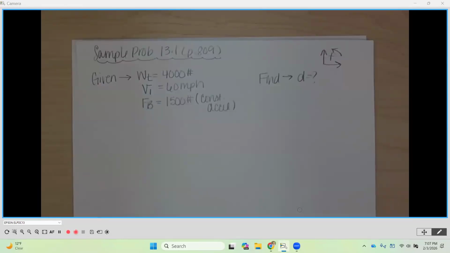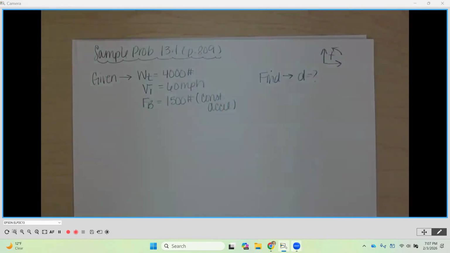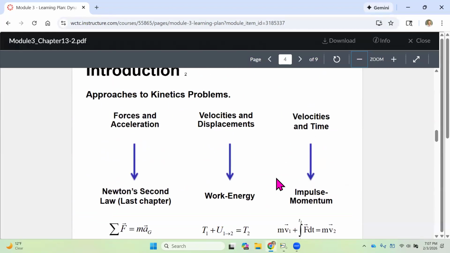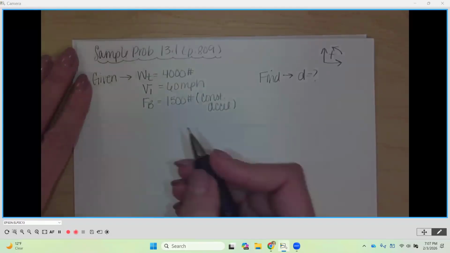Now, since we're solving for distance, we are going to use the work energy theorem. If you go back a couple slides, remember this one right here: we want to find a distance or a displacement, and we are given a velocity, so the work energy theorem is a good place to start. Sometimes you wonder where to start, and this is an approach we're going to use. So our approach is the work energy theorem.